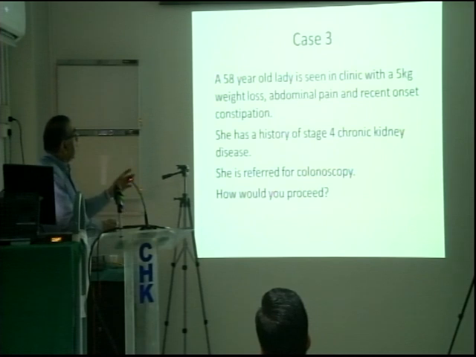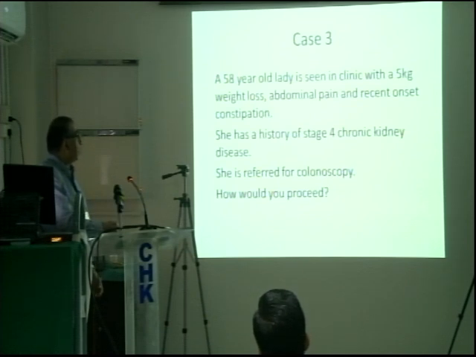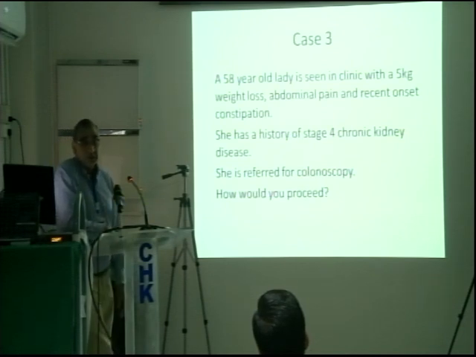This scenario: 58-year-old lady seen in clinic with a 5-kilogram weight loss. So you got an alarm symptom. Abdominal pain and recent onset of constipation. Recent change in bowel habit again is alarm symptoms, right? She has a history of stage 4 chronic kidney disease, CKD4, and she's referred for colonoscopy. What do you do? What are the issues here?